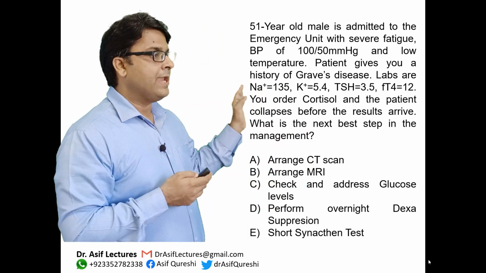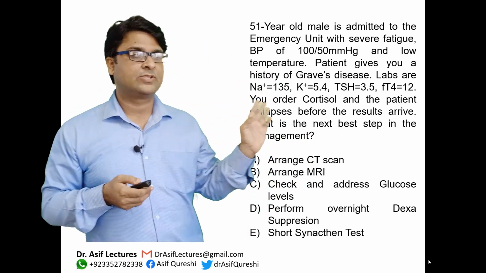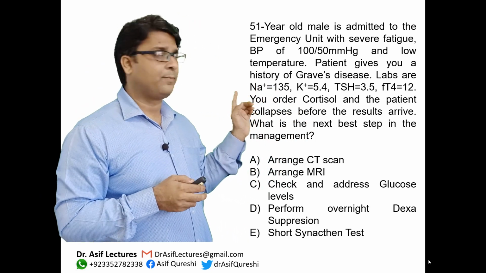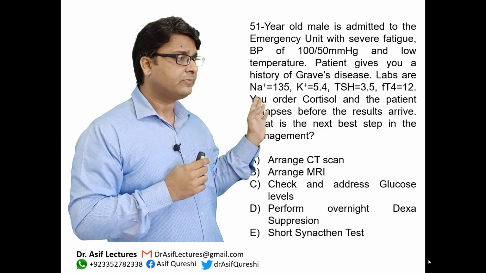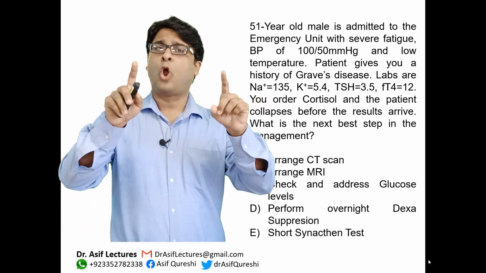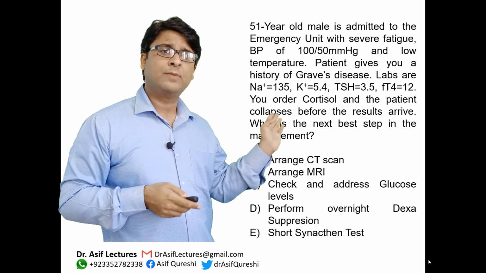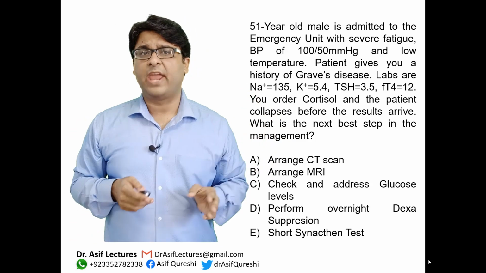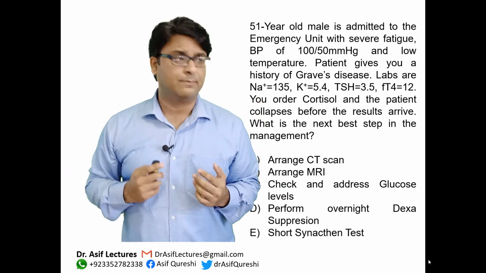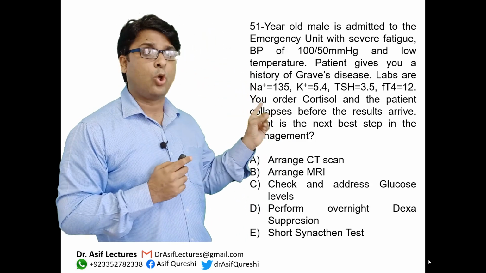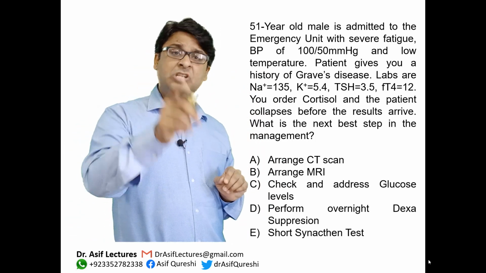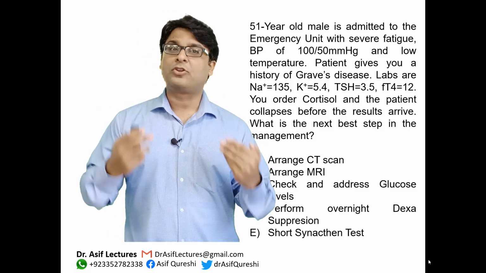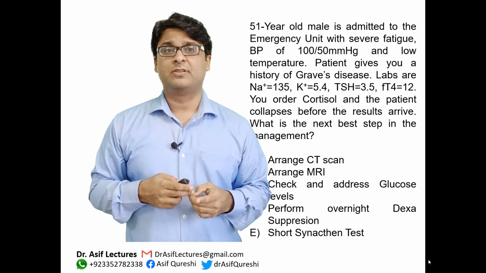Let's go ahead. Now, the laboratory findings: sodium is 135, pretty normal, and potassium is 5.4, pretty much on the higher side. Usually in the examinations, they give you the normal range in brackets, but I'm telling you here, the sodium is normal, potassium is on the higher side, TSH is okay, free T4 is okay, which means there is no Graves' problem at the moment. And you order cortisol. You are still convinced that this is an Addison problem, so you order cortisol levels as the first thing to do when Addison is suspected.